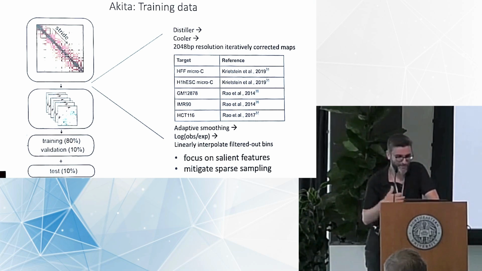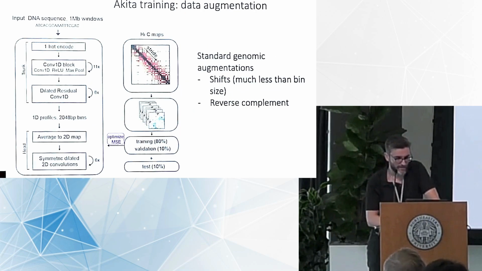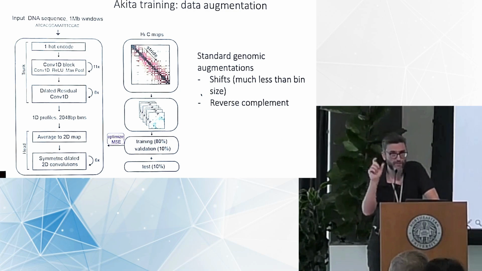They're very powerful, but people like to say garbage in, garbage out. It's very true. Okay. Yes, we did standard augmentations for genomic data sets. We use what everyone else uses, which are shifts that are much less than the bin size and reverse complementing of the whole input sequence.